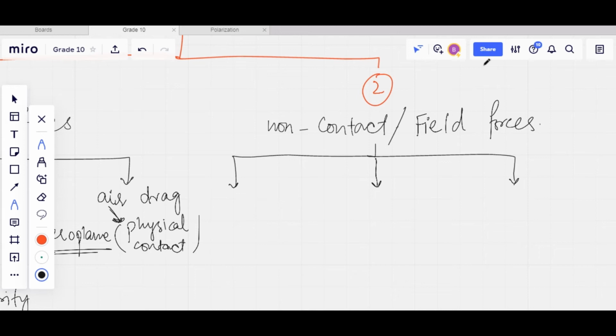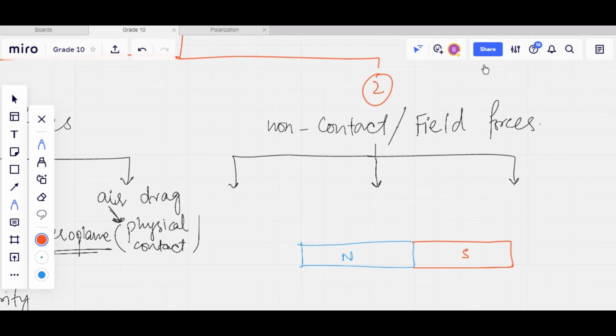which is creating a force. For example, let's take an example of a bar magnet. Let me draw a bar magnet for you. Let's say this is the north side. The other is considered to be the south side. So a bar magnet consists of two poles, north and south.